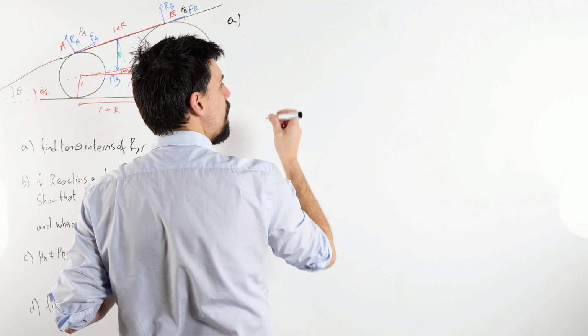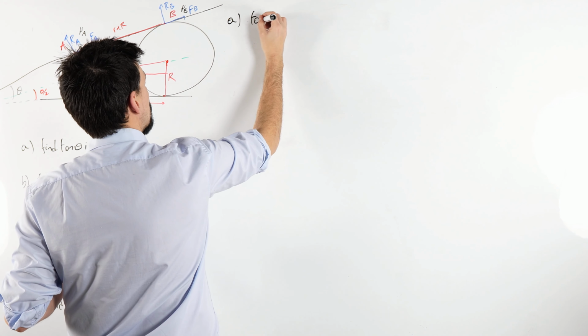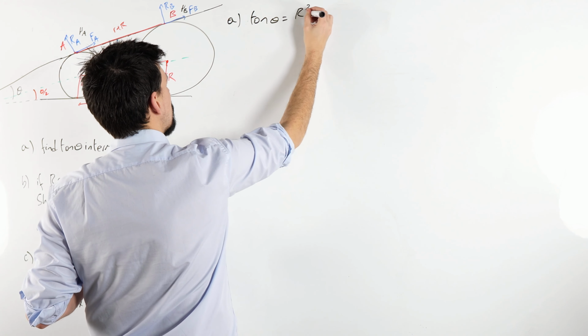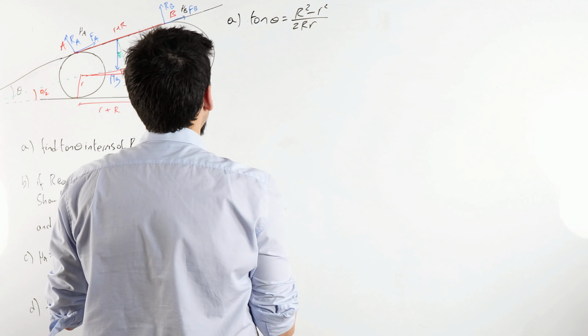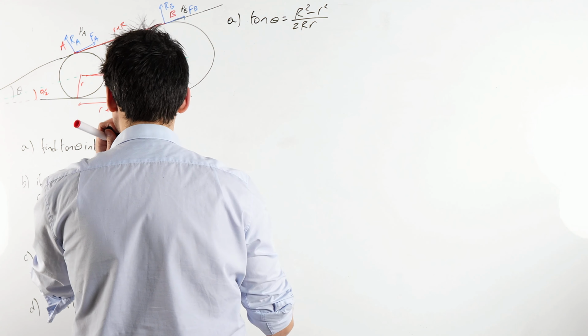We'll keep our answer up here at the top for future reference. Tan theta, what was it? R squared minus r squared over 2 capital R little r. Yes, my little crib sheet over there.